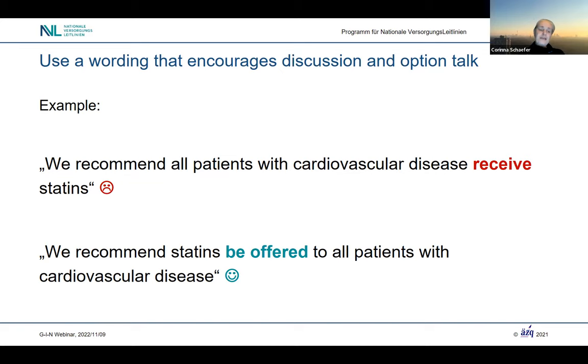And you can change the wording, saying, we recommend, and this is still a strong recommendation, we recommend statins be offered to all patients with cardiovascular disease. In this idea of saying you offer something, you encourage discussion and discuss the offer with the patient. So this is the first and quite simple thing to do: just change the wording of recommendations. And I think someone of you mentioned before that the way recommendations are presented sometimes might be a barrier. So if you use a kindlier wording and a wording that encourages discussion, that might be helpful.